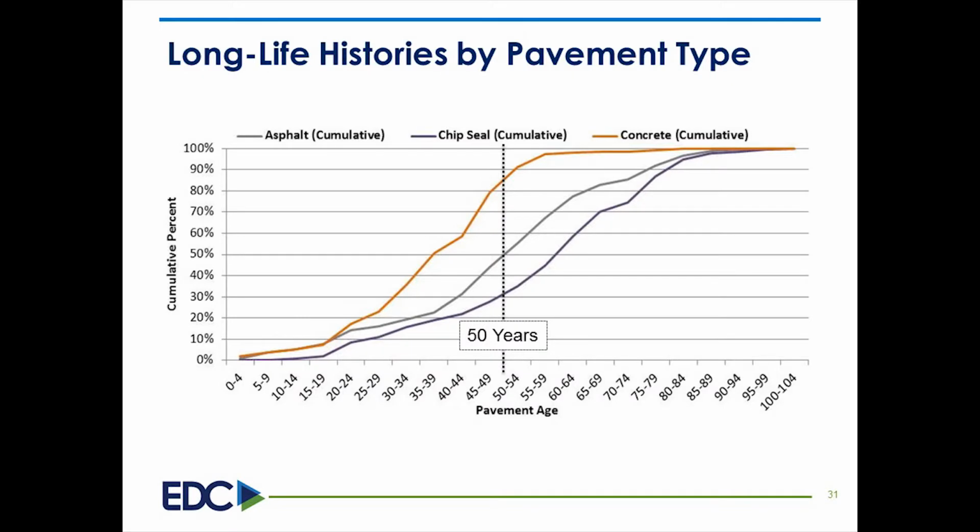So the whole concept of avoiding reconstruction by doing the preservation and the thin overlays has been very beneficial to us. In the last 10 to 20 years, we've done very little total construction, and a lot of that is due to widening or new construction with new alignment. So we've been very successful in avoiding that reconstruction cost.